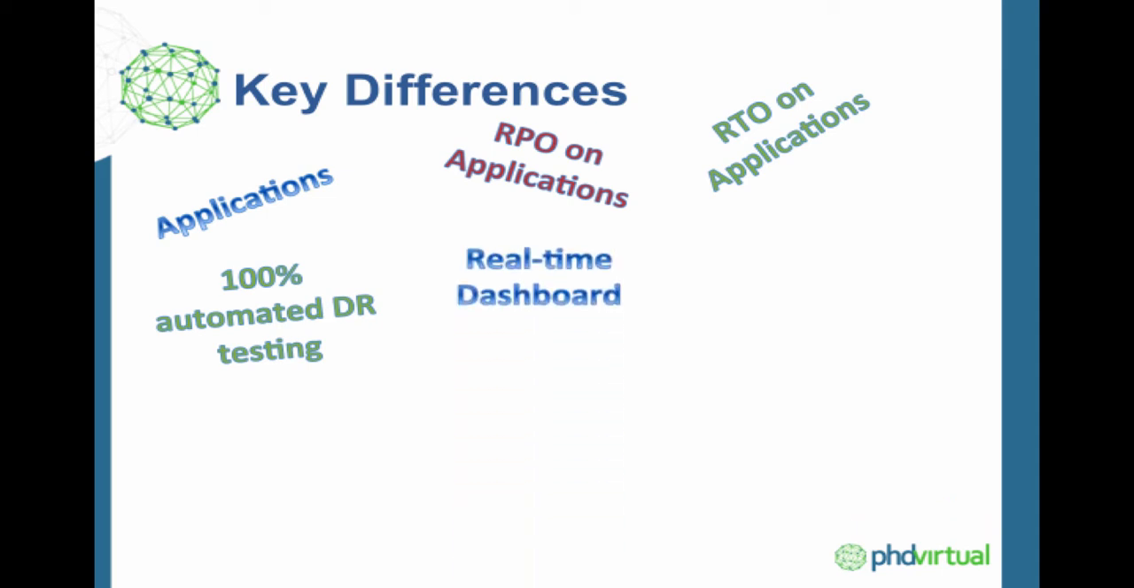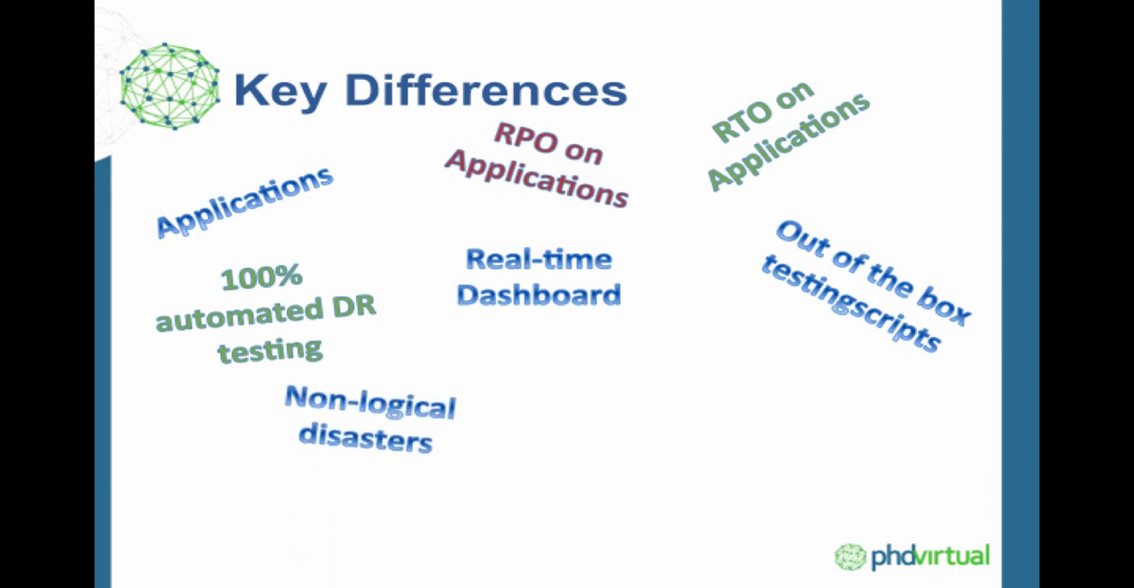You have a real-time web dashboard built into the product, as you've seen before. We have out-of-the-box testing scripts, so for things like Exchange, Active Directory, SQL. So we're not talking about just testing services. We're talking about, yes, the machine's up, yes, the service is up, but then being able to run a test script against something like a SQL database to make sure that that database is up and responding. And that's all built into the product. With SRM, you're going to have to go off and create all of these items.